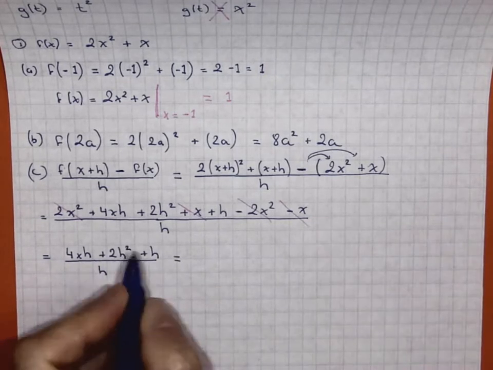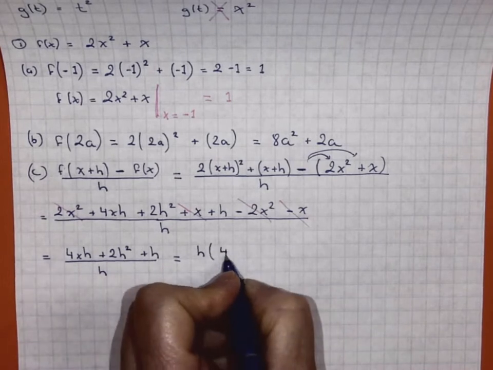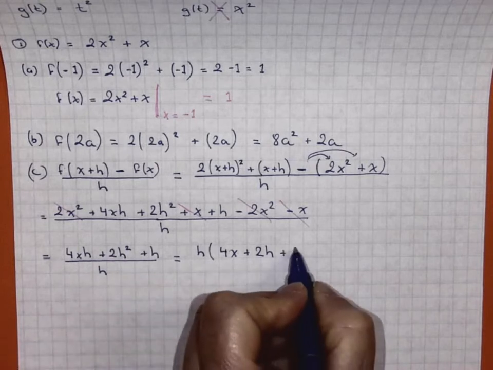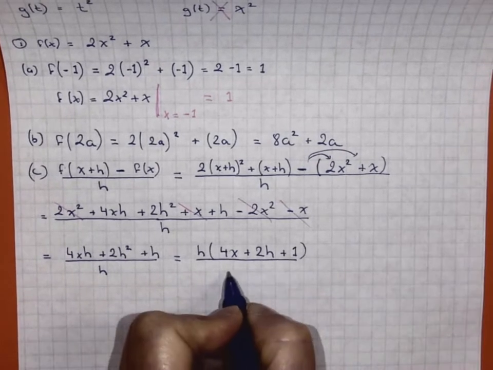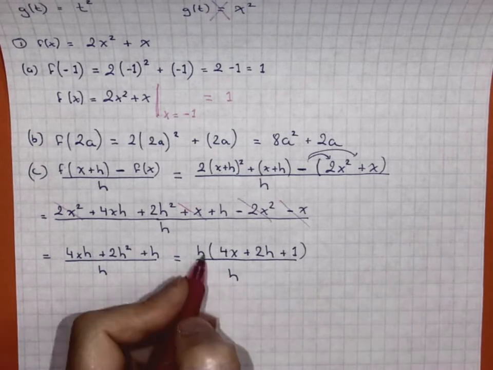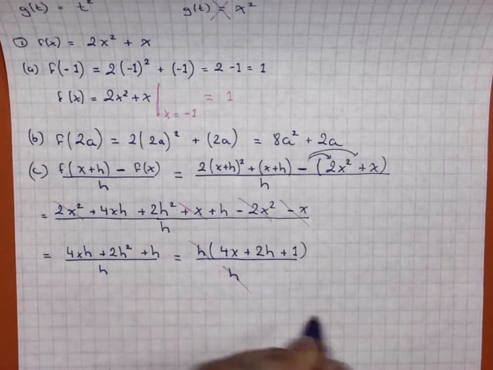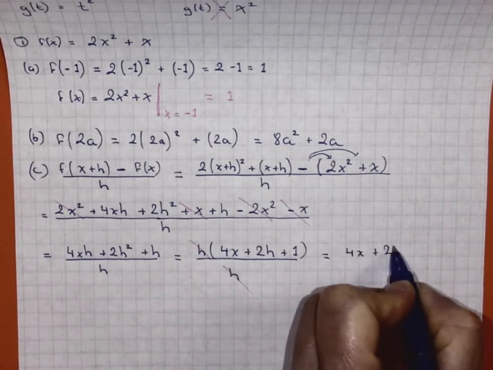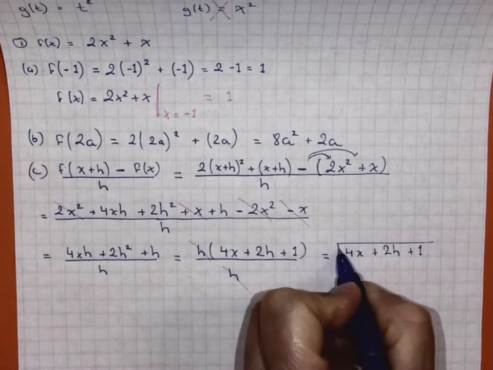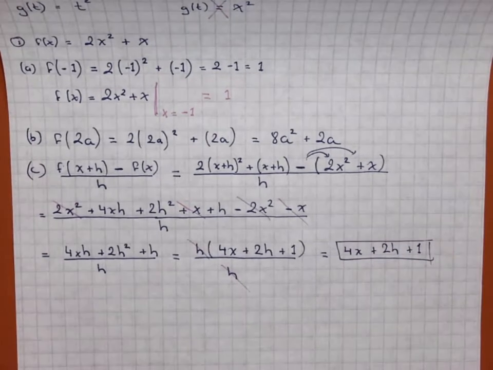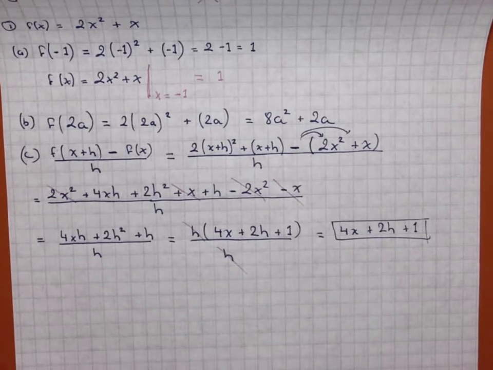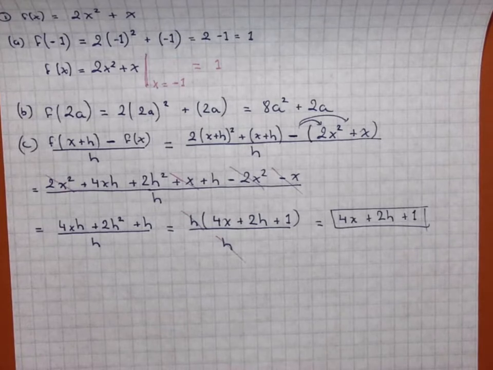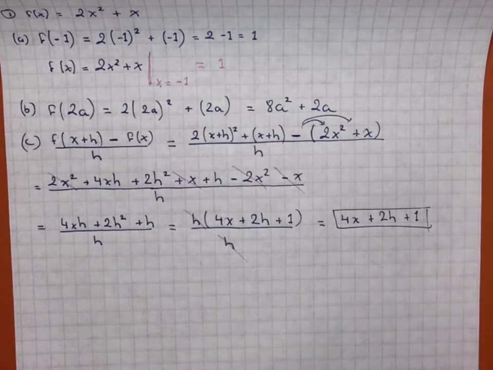And now look, we have an h everywhere, so we're going to factor out an h in the numerator. So we have 4x plus 2h, there is still one h left here, and then plus 1 over h. And I wanted to do that because now I can cancel that. And so my answer will be 4x plus 2h plus 1. Sometimes you're going to see they're going to get crazy like that, and they're going to get crazier before they get prettier. Okay, so that's a little bit of evaluating functions.